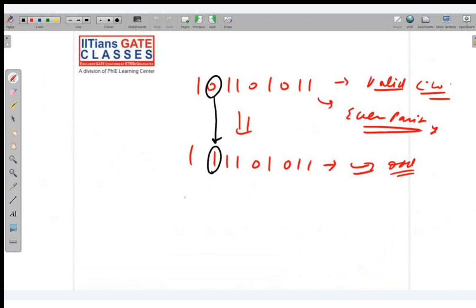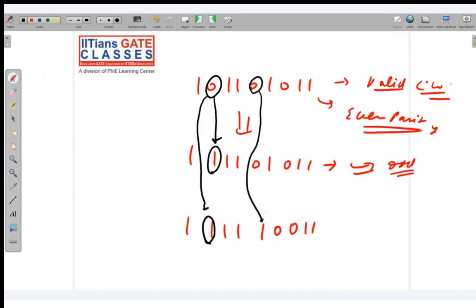Now the question arises, what if 3 bits are affected? Let me say this: 1 1 1 1 1 0 0 1 1. How many bits are affected? This 0 has become 1, one bit is affected here, and then this 0 has become 1, and another error is there. Yes, this 1 has become 0. So 3 errors are there, a 3 bit error. Can it detect that error? Yes, 100% it can detect it. Why? See the number of ones: 1 2 3 4 5 6 and 7, again odd, again it is odd parity.